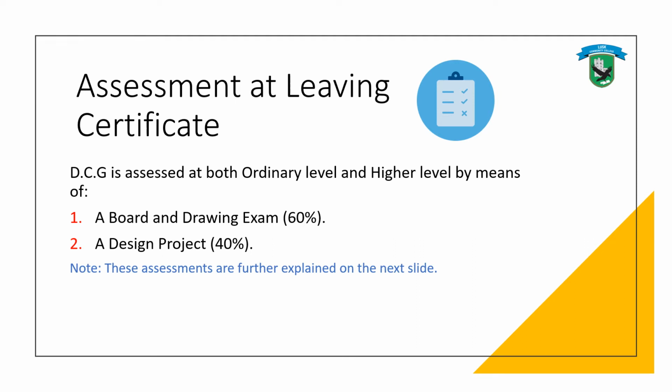So the assessment of the Leaving Cert: DCG is assessed at both ordinary and higher level. In both of these levels, part 1 is a board and drawing exam, worth 60%, which they will be doing in June. And part 2 is a design product worth 40%.